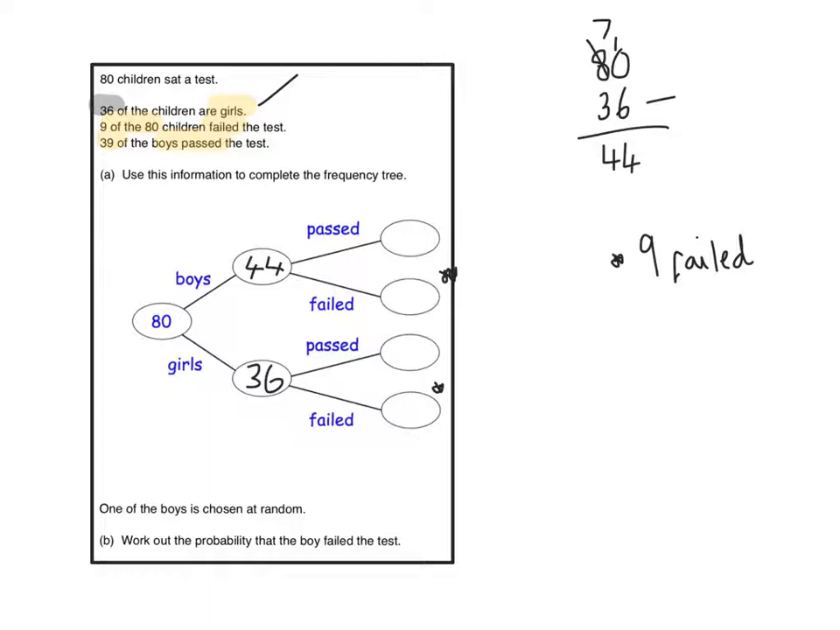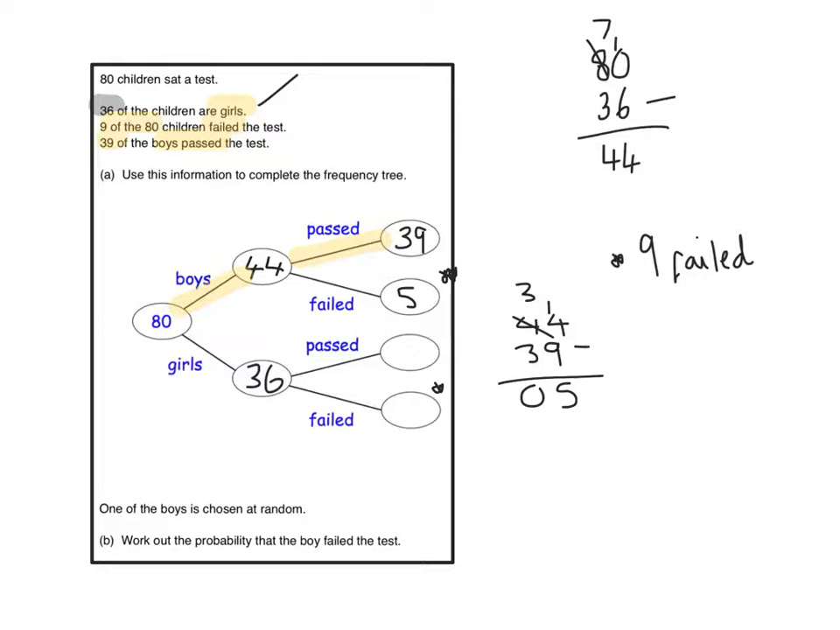39 of the boys passed. So I'll follow the boys section. Boys, 39 of them passed. So 44 take away 39 will give me the number that failed. So actually 5 failed.